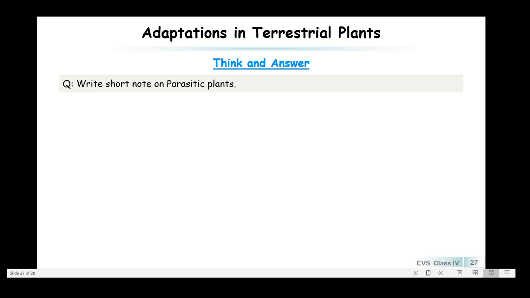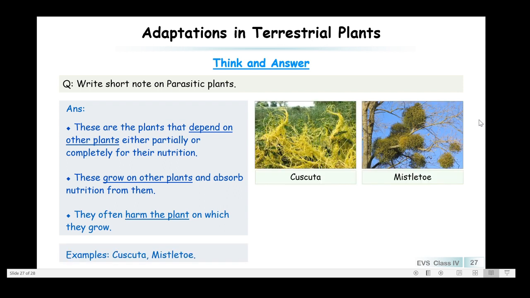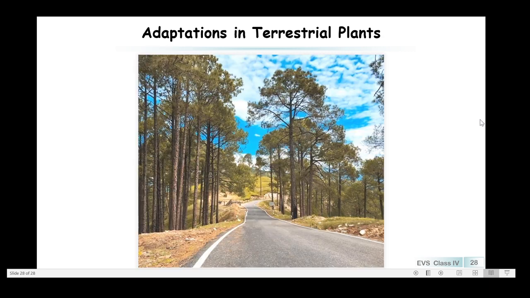Now, a short note on parasitic plants. We know that they depend on other plants for their food requirements and they grow on other plants, and sometimes or often they harm the plant also, and the examples are cuscuta and mistletoe, right? So with this we come to the end of this session, children.